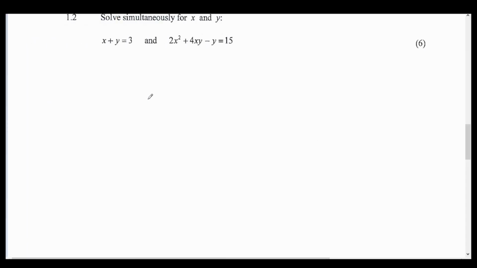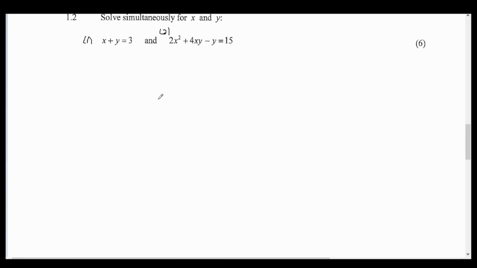Okay, then we have our 1.2, which is, surprise, surprise, simultaneous equations. x plus y equals 3, and 2x squared plus 4xy minus y equals 15. So yeah, let's go. This would be our first equation. I'll just mark this as 1, and this one over here will be our second equation.